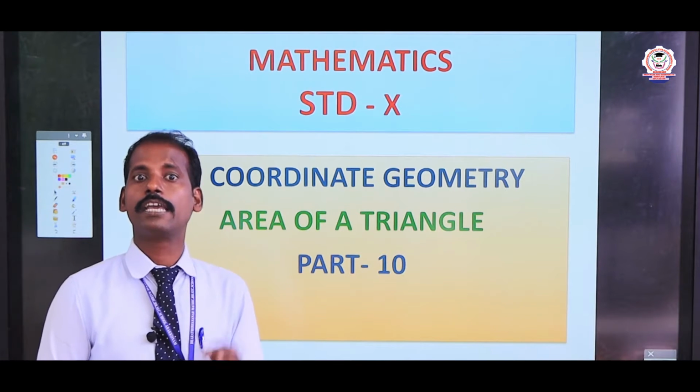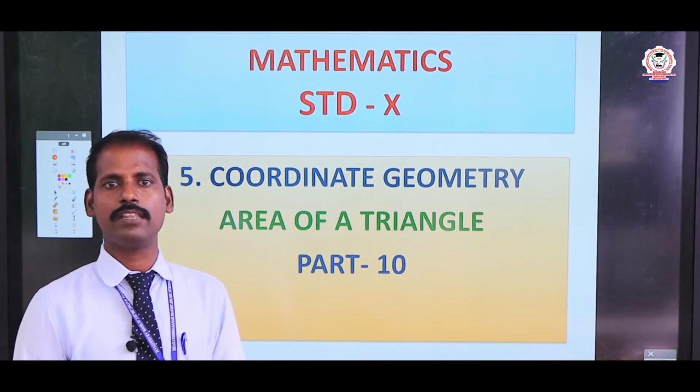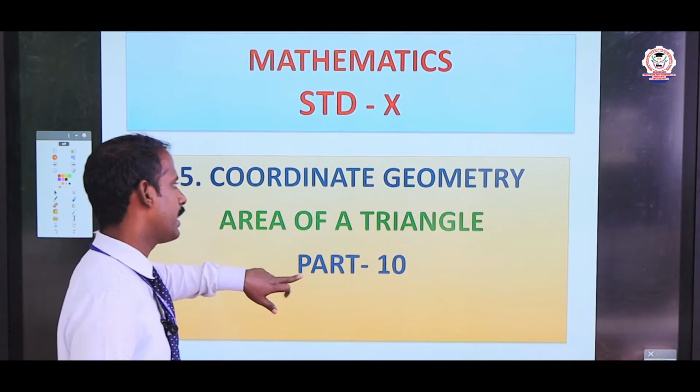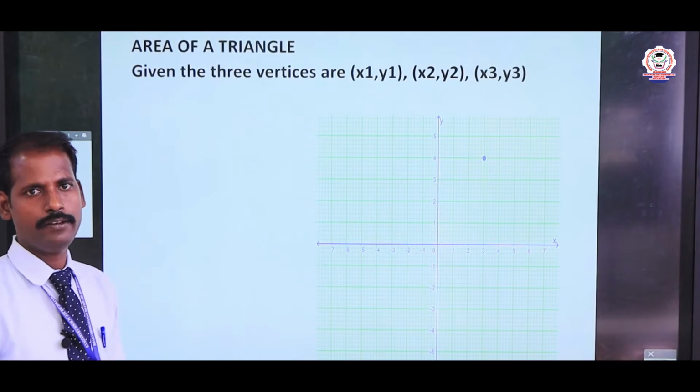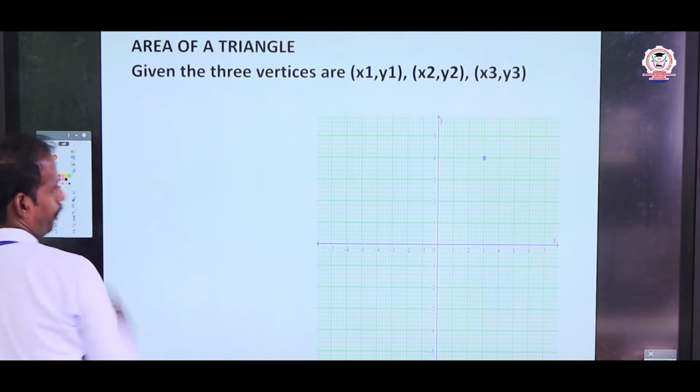But here the given values are 3 points. So here, 3 points given means we can find area of triangle. How to find area of triangle? That is the concept. So listen to everyone.